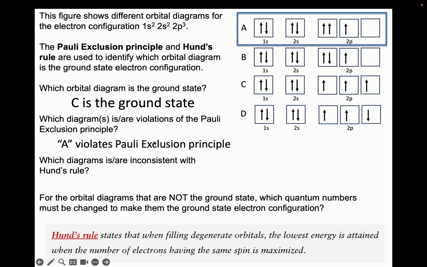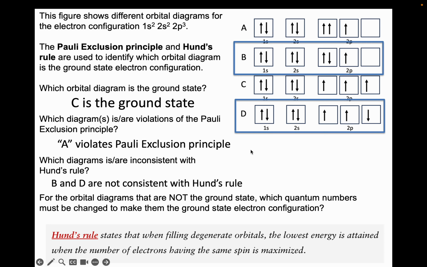Remember with the Pauli exclusion principle, every electron must have a different overall set of quantum numbers. And if I look closely, this box has 2 electrons that would have the same n, l, m sub l, and m sub s values, and we can never have that. So A violates the Pauli exclusion principle.